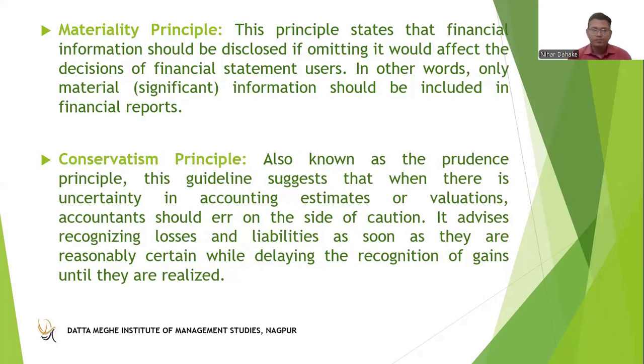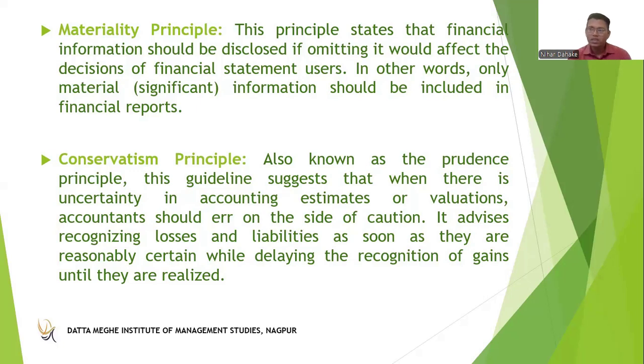Okay, so the next principle is the conservatism principle. So what does the conservatism principle mean? It is also known as the prudence principle. This guidance suggests that when there is uncertainty in the account estimates or the valuation, the accountant should err on the side of caution. It means if you are not sure about what is happening, what will happen, whether expenses will happen or income will come or not, bad debts are there, or some compensation we have to pay in future to our employees. So we don't know about something, in that case you have to make accounting on the side of caution.